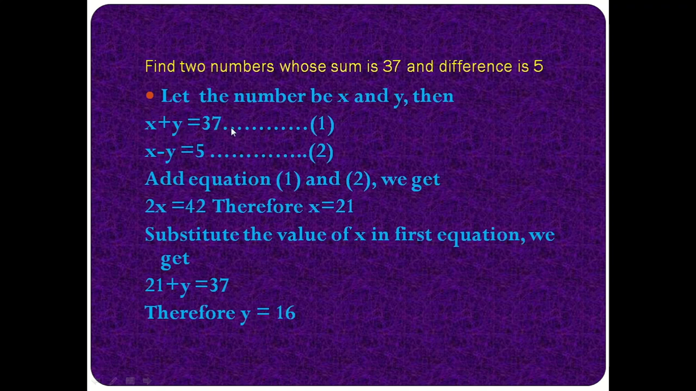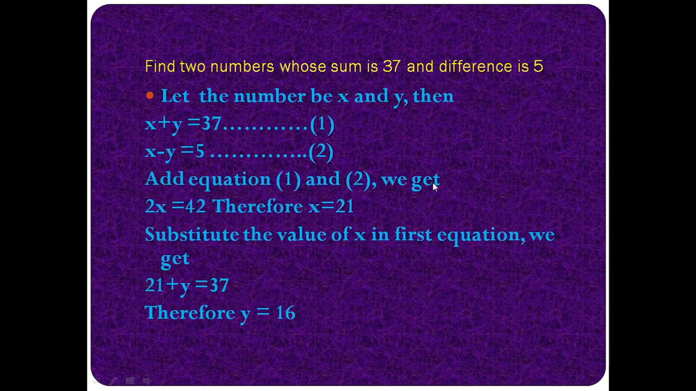When you add them, you are getting 37: x plus y is equal to 37. When you deduct, x minus y, you will get the value 5. So you have two equations. X plus y is equal to 37. X minus y is equal to 5. So here a1 by a2, 1 by 1 is equal to 1. Here b1 by b2, 1 by minus 1 is minus 1. So they are not equal. So we have a simple solution for the set.